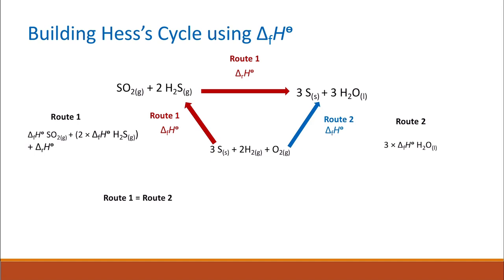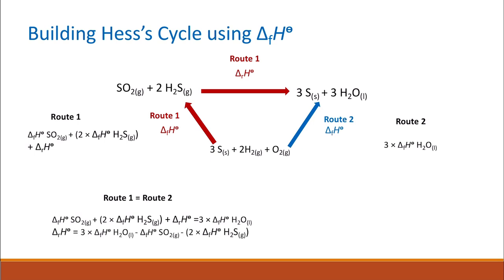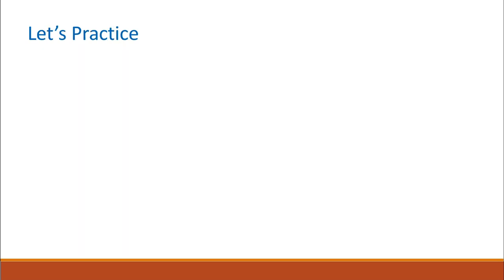Now we apply Hess's law. The law states that route 1 will equal route 2. Now you need to add all the enthalpy changes on route 1 and route 2. Rearrange your equation to find the missing enthalpy change. Now let's practice. It's your turn to practice now.